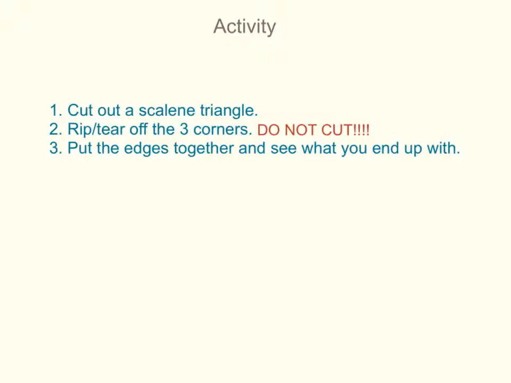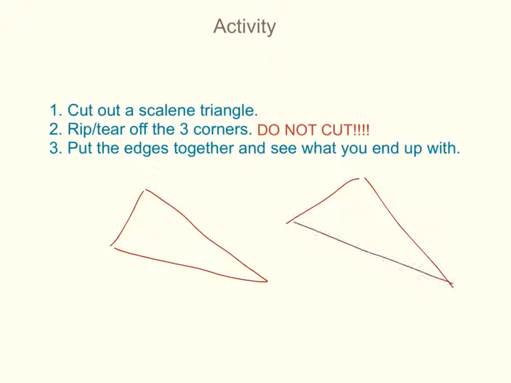Okay, here's the activity that we're going to be doing today, okay? So when I look at this, first I want you to cut out a scalene triangle. It doesn't have to be perfect. Just cut out any triangle that you want. So it could look something like this, or it could look like this. Draw some kind of triangle and then cut it out. Try to make the edges as straight as possible.